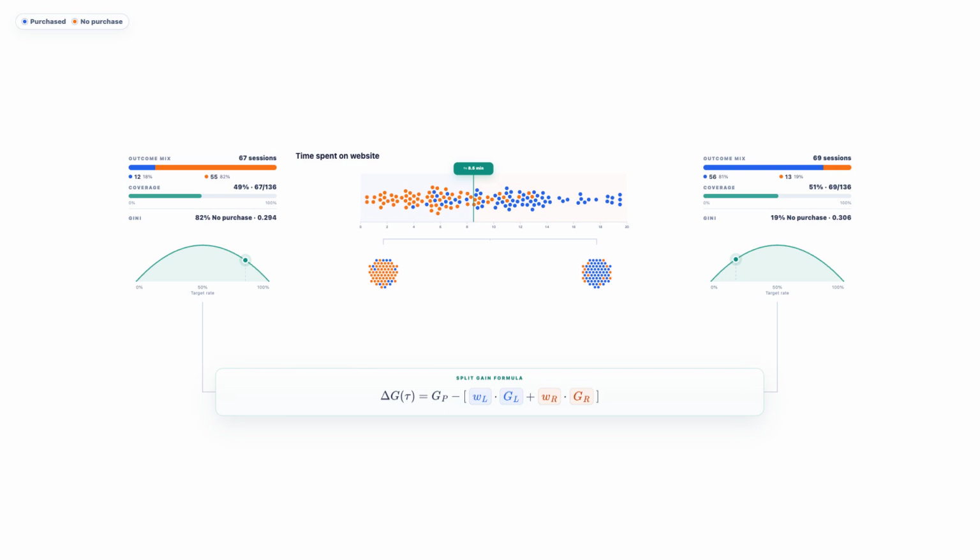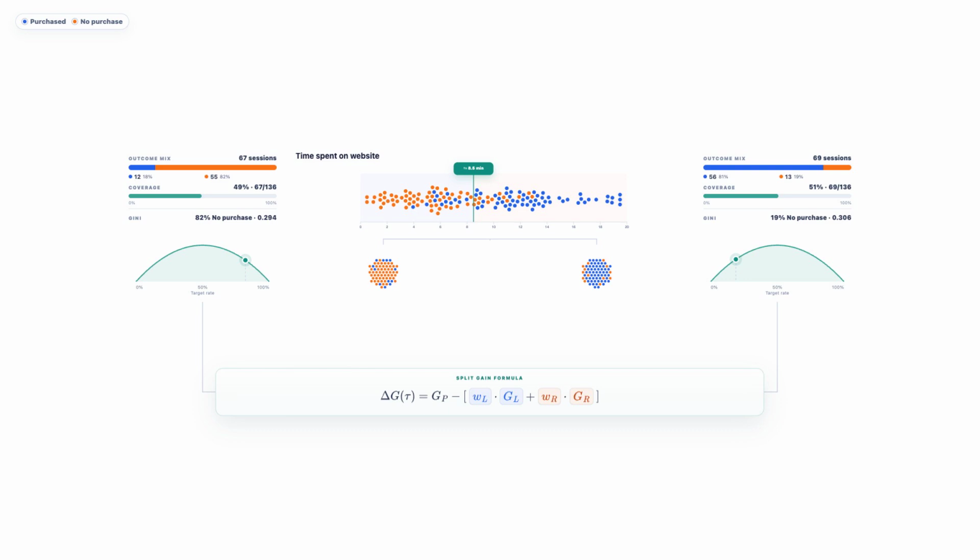Why weight them? Because a leaf with many sessions should affect the score more than a leaf with only a few sessions. Otherwise, a threshold could look good by carving out a tiny pure group while leaving almost everyone else mixed. So the formula is delta G of tau equals parent Gini minus weighted left Gini minus weighted right Gini. Larger delta G means the split reduced more impurity overall.